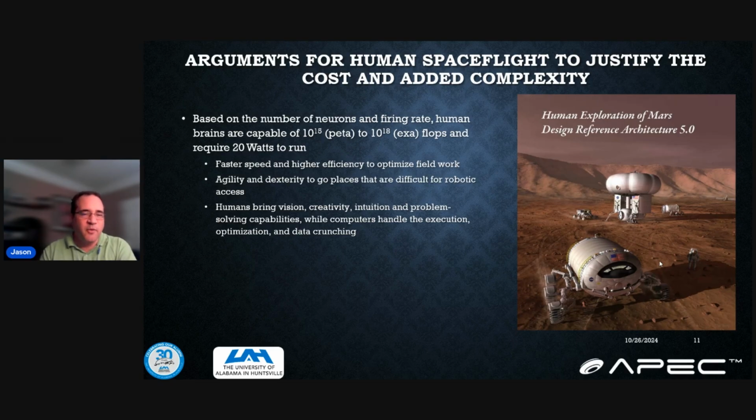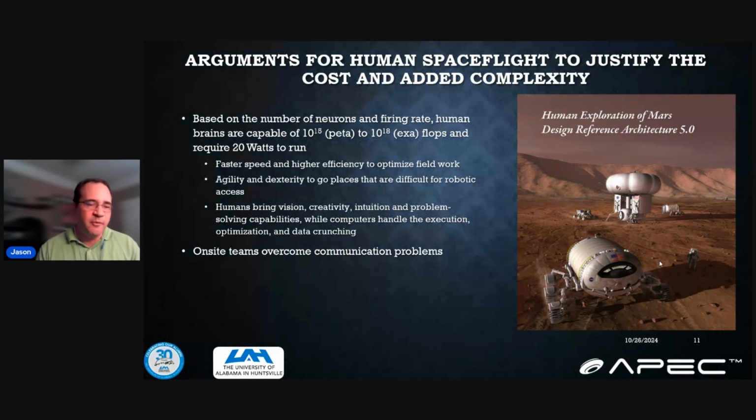I think that humans bring vision, creativity, intuition, and problem-solving capabilities, while computers and AI tools really can handle the execution, optimization, and data crunching, so that the collaboration really brings about revolutionary capabilities that are just not available without both present in the location that you'd like to explore.